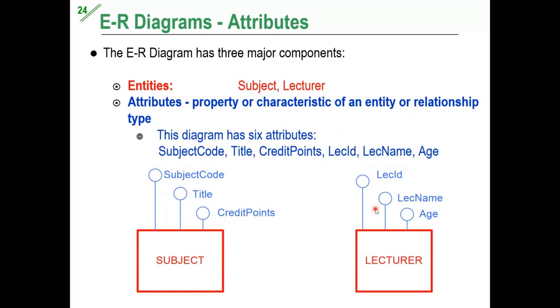Then the next thing is we need to think about the characteristics, right? What are the attributes or the characteristics of these two entities we are interested in? In this case, I have identified three characteristics for the subject and three characteristics for the lecturer. For the subject, subject code, title, and the credit points. And for the lecturer, lecturer ID, lecturer name, and the age. Okay, so there are 6 characteristics, 3 go here, 3 go there. So 2 entities, right? So we now know what we mean by the objects and the attributes, okay.